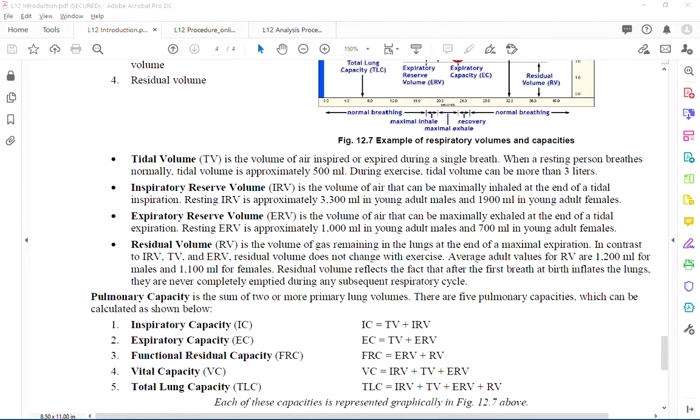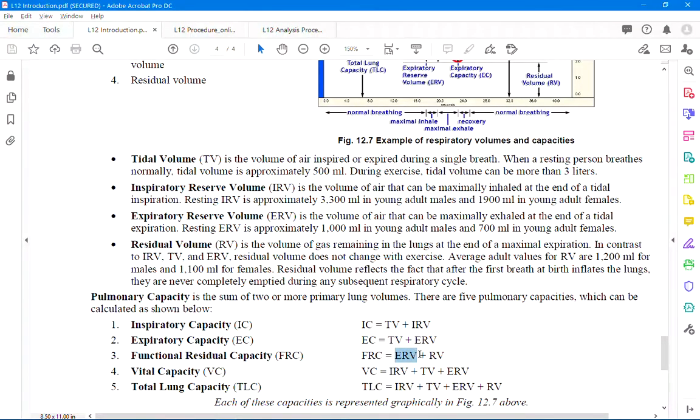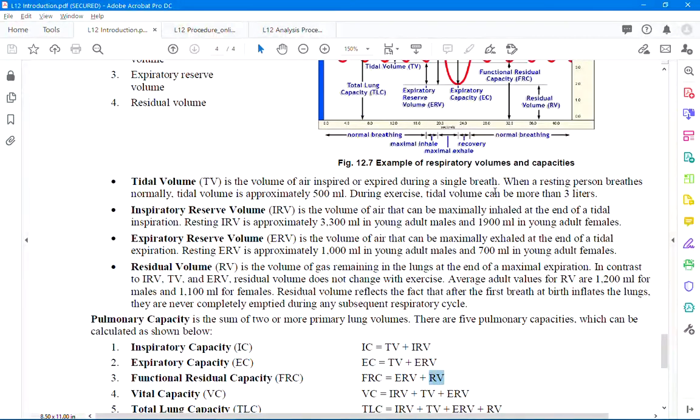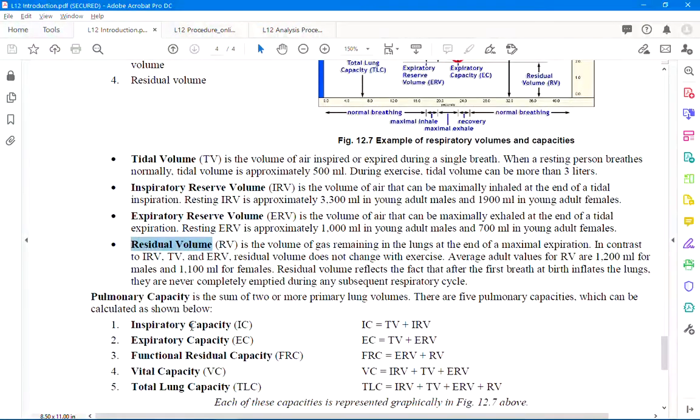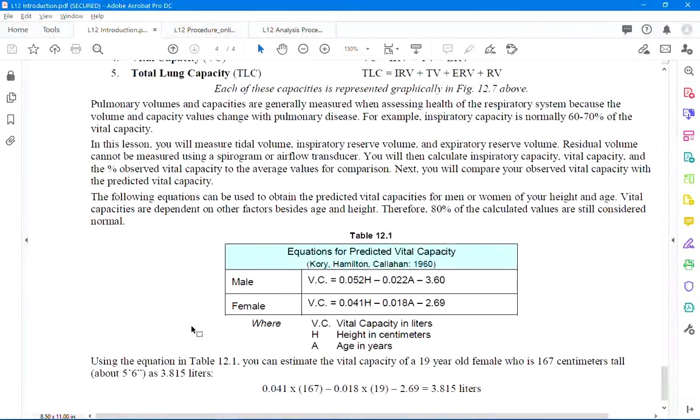Briefly, I mentioned the functional residual capacity. You'll notice that the functional residual capacity is comprised of the expiratory reserve and residual volume. We haven't talked about residual volume, but residual volume is the amount of air that's left over in the lungs after a maximal exhale. And again, we see an example of that definition in our document.